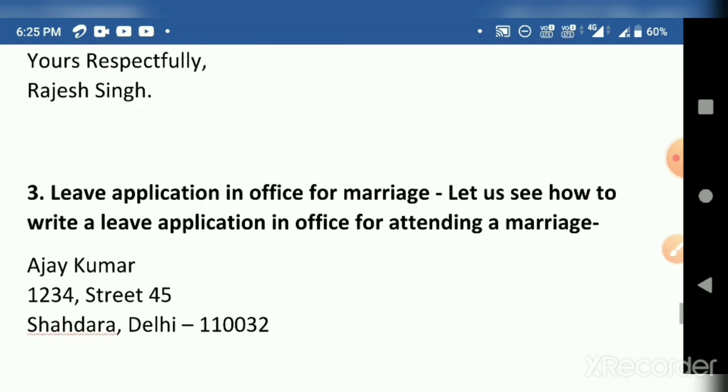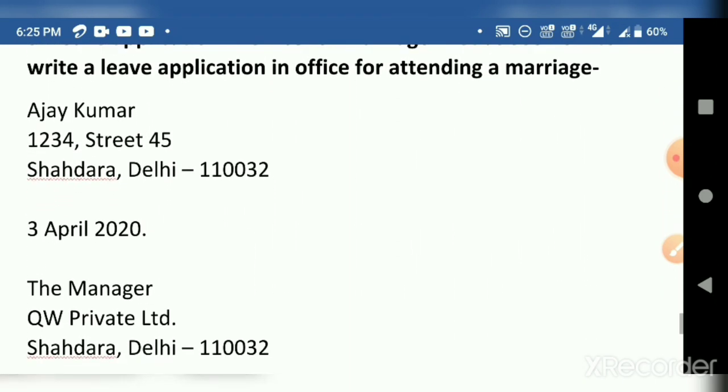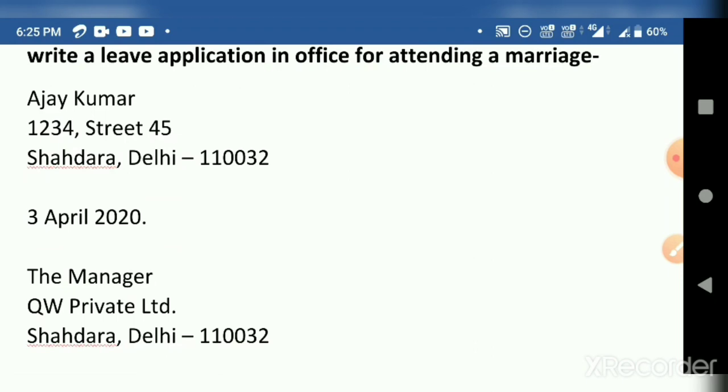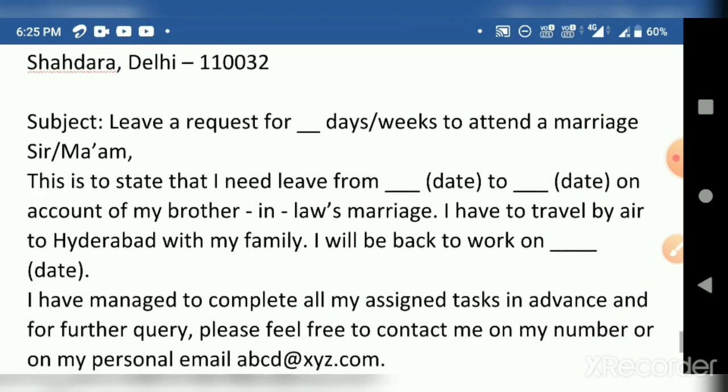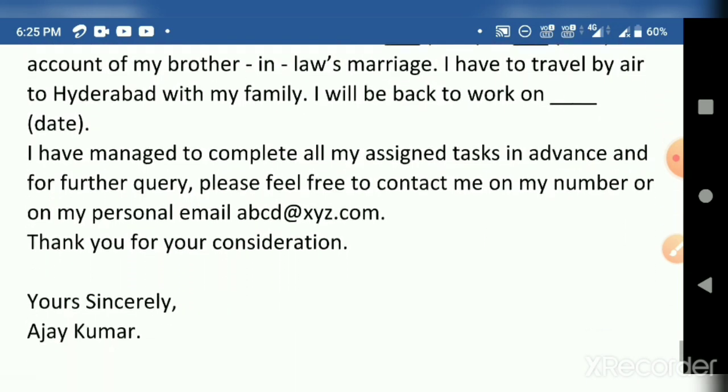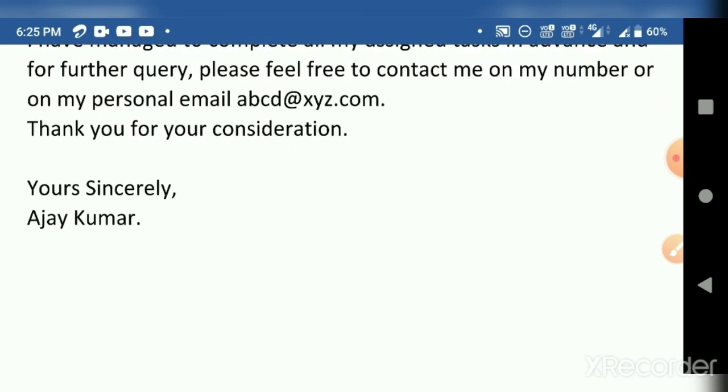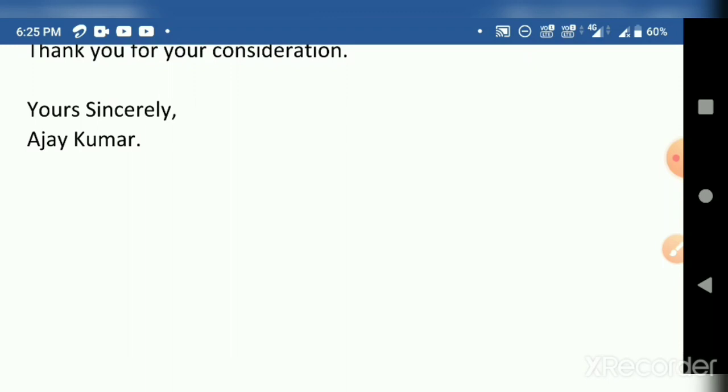Another example we have is leave application in office for marriage. Let us see how to write a leave application in office to attend the marriage. Ajay Kumar: sender's address, date, receiver's address, subject, salutation and body copy, and subscription. These are the three examples of writing a leave application where you don't have to make any mistakes.